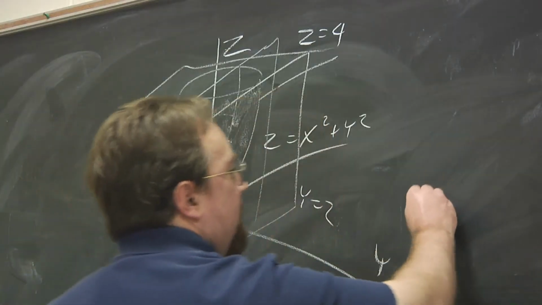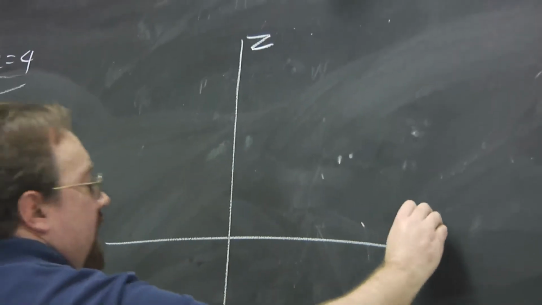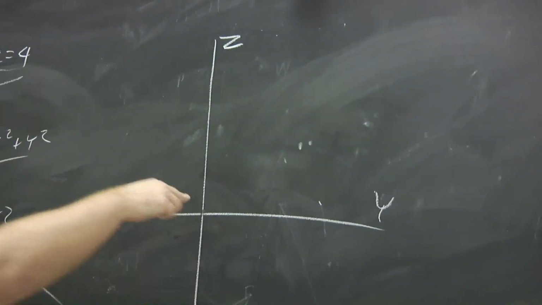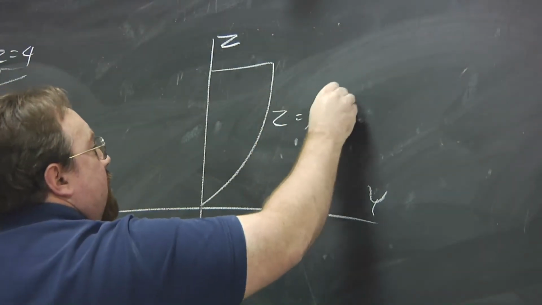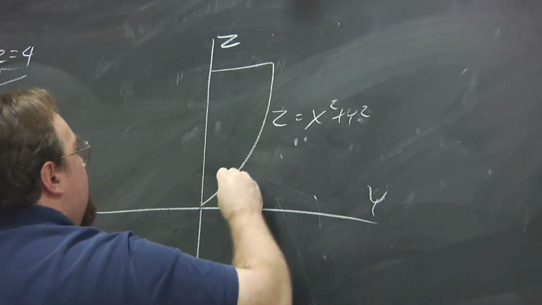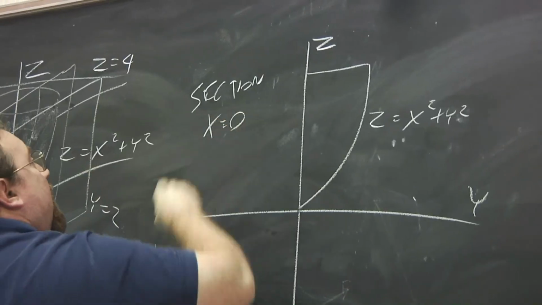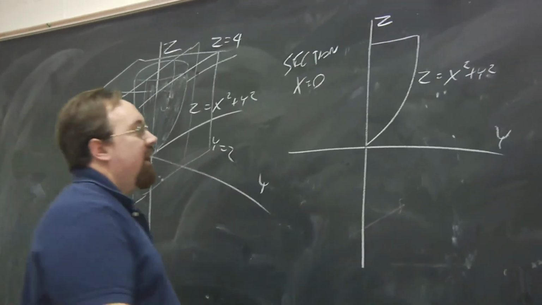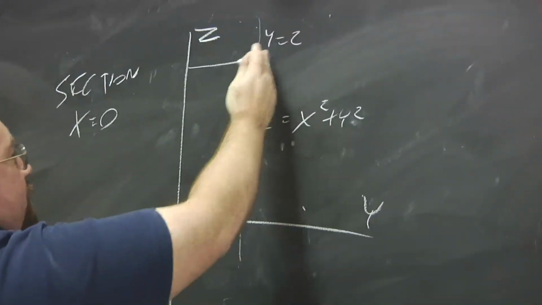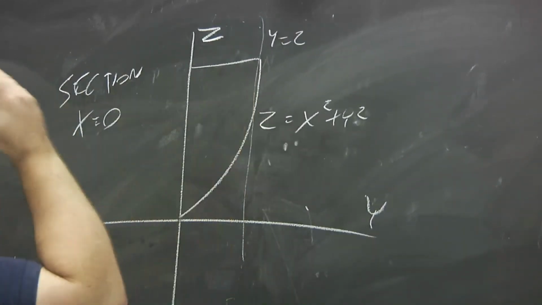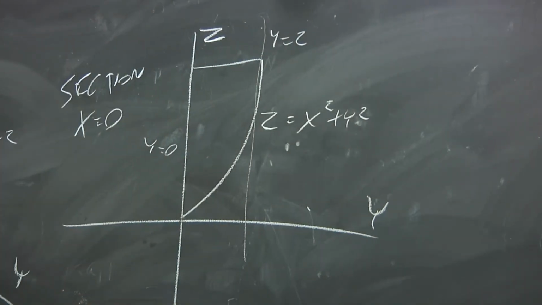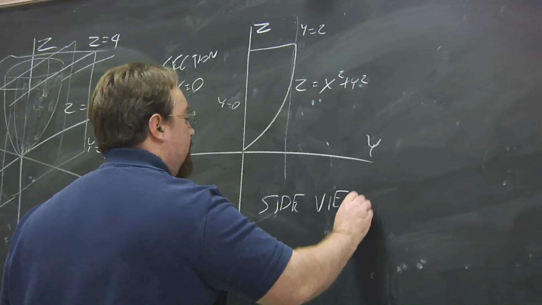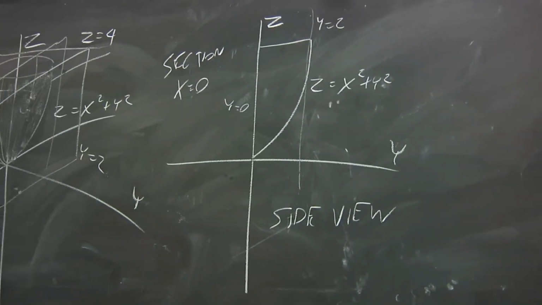If we were to look at this from a different angle, here is z, and here's y, and the x-axis is coming out of the board. So this is z is equal to x squared plus y squared, the section corresponding to x equals 0. And here is a vertical line y equals 2, so this is the plane y equals 2 coming out of the board. And the plane y equals 0 is coming out of the board over here. So this is a side view looking down the x-axis.